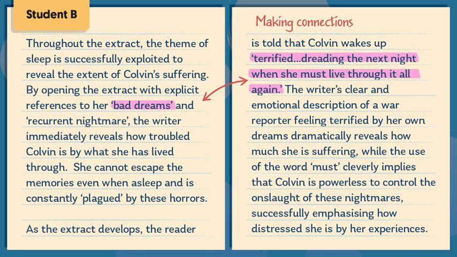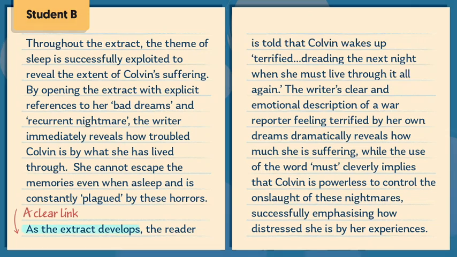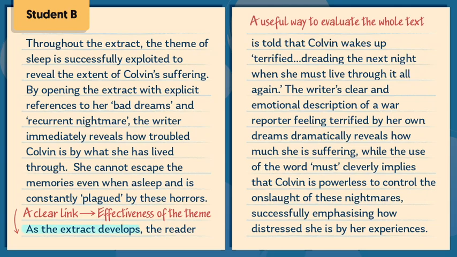Making connections across the extract means that the student can gain more marks for evaluating the whole text and further reinforces their first point. At the start of the second paragraph, the phrase "as the extract develops" makes a clear link to how the text works as a whole to build up the effectiveness of the theme. This is a useful way of helping to evaluate the whole text rather than getting caught up analysing small details.